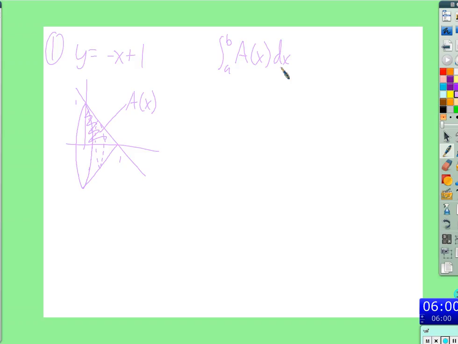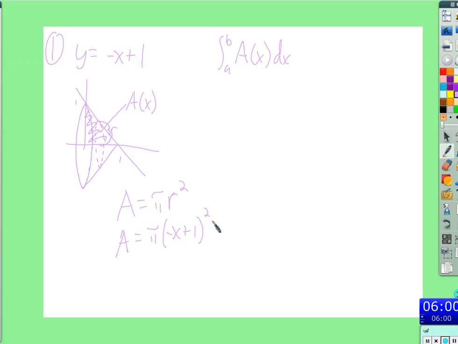Okay, so how will we find the area of a cross section? What will a cross section look like? A circle, square, washer? A circle, of course. So the area of a circle will be pi r squared. Yep. Here, the y value is the r. Real simple problem here. The y value of the function is the r value, so it equals pi times (negative x plus 1) squared.